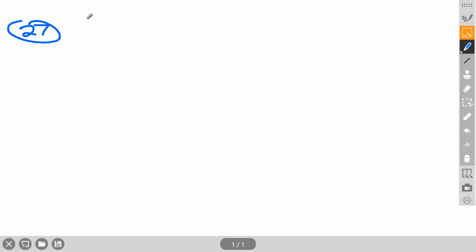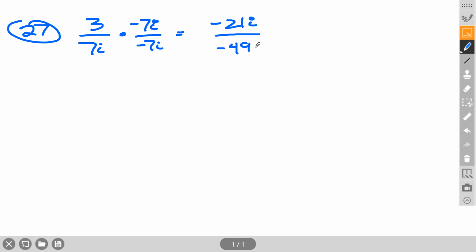27, 3 over 7i. This is division, so I need to multiply by the complex conjugate, which is negative 7i. So I multiply the top and bottom by the conjugate of the denominator. On the top I got negative 21i, and on the bottom I have negative 49i squared. But i squared is just negative 1, so this is negative 21i over 49. And that is about as simplified as I can go here.